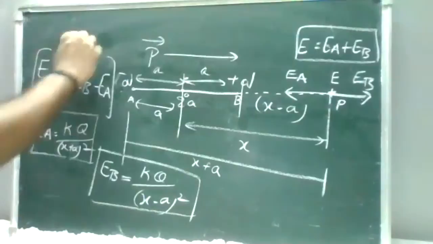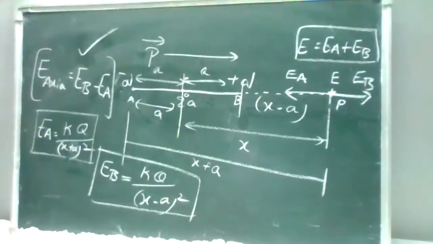Now we are going to substitute EA and EB in the E axial. Once you have drawn this, you may have some doubts, and then we'll see the derivations. The doubt is not clear, okay sir.